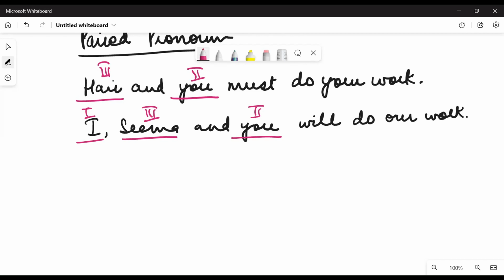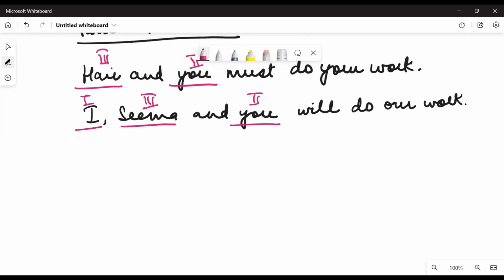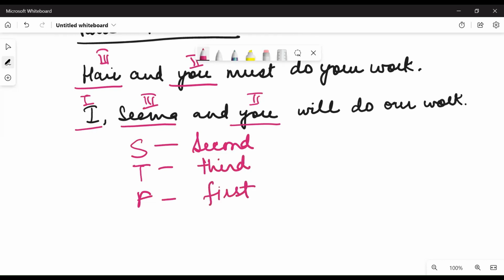तो जब हम different persons के nouns या pronouns को as subject use करते हैं, तो we need to understand there is a particular order that has to be followed, and the order is STF, that is second, third, and first. STF, सेकेंड थर्ड फर्स्ट. सबसे पहले सेकेंड पर्सन आता है, फिर थर्ड पर्सन आता है, और फिर फर्स्ट पर्सन आता है.